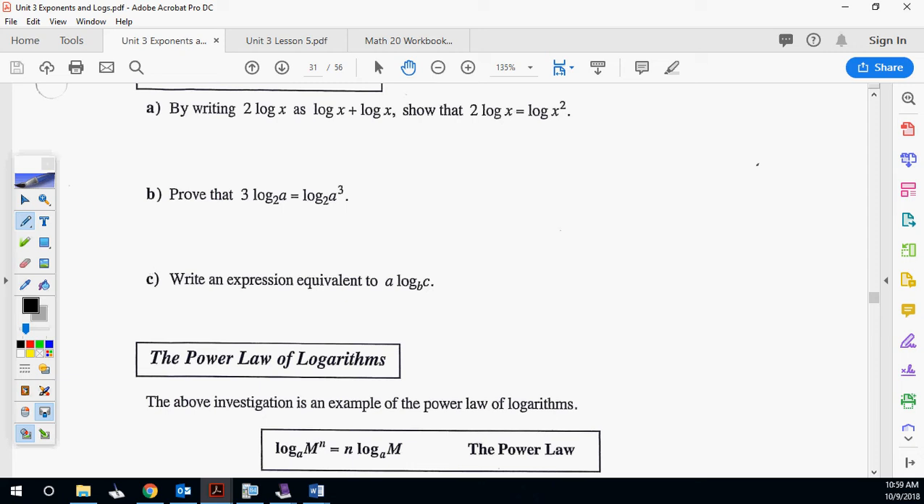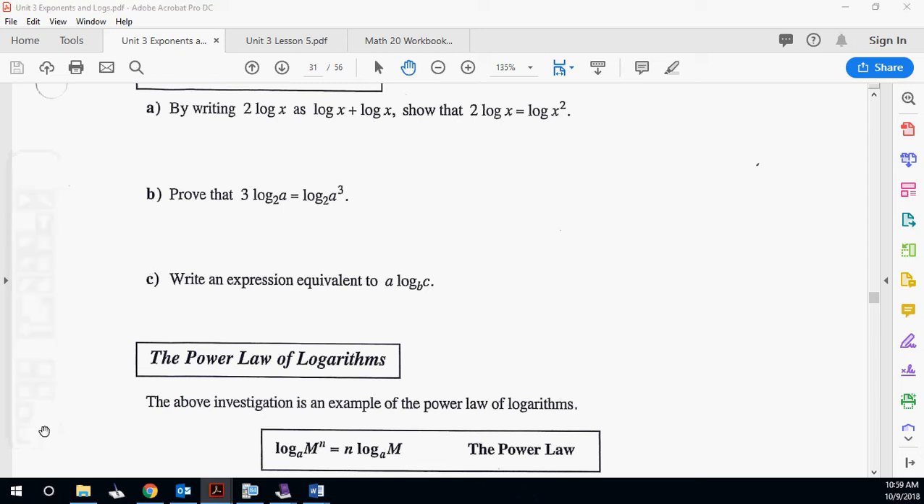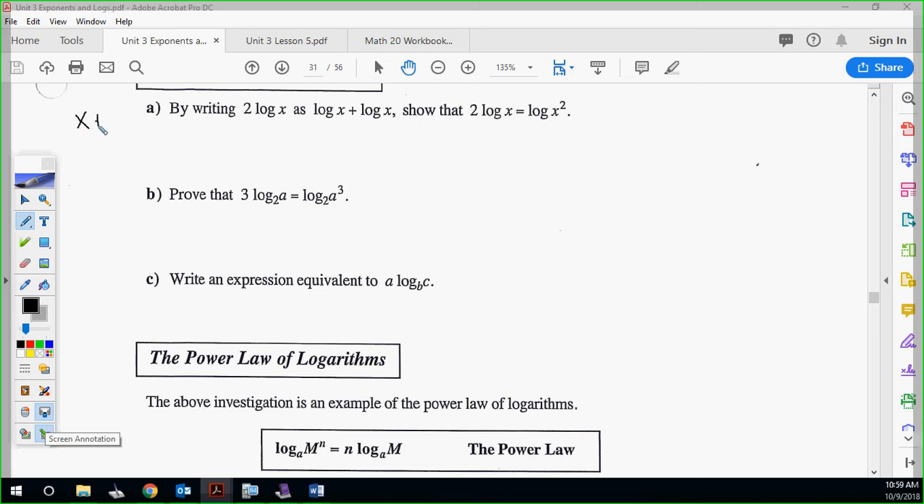So by writing 2 log x as log x plus log x, right? Because this is like common terms. Just like x plus x is 2x, right? So log x plus log x is 2 log x. Show that 2 log x equals log x squared.